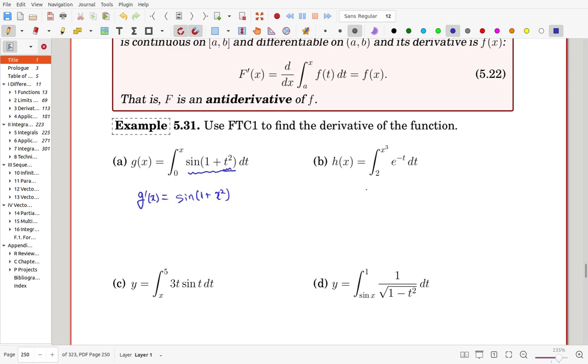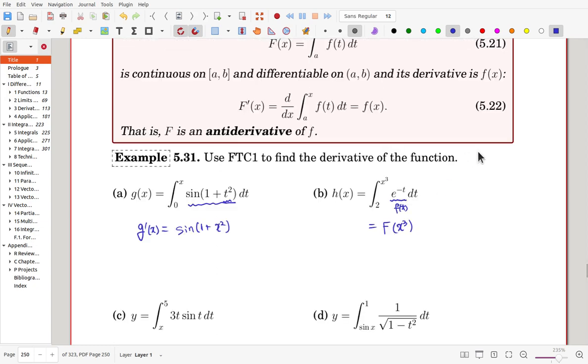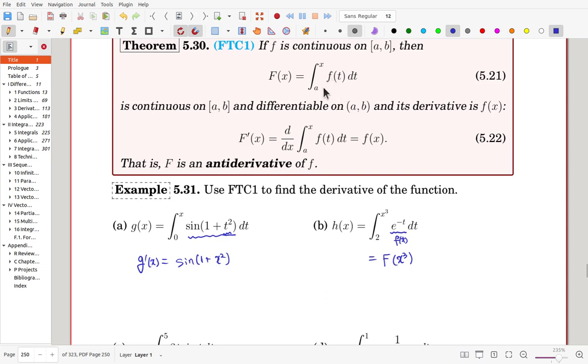For this one, the upper bound is not x, but x cubed. By using the fundamental theorem of calculus, if we call this f of t, then it can be written as f of x cubed, if we use the same kind of notation. Now x cubed for this problem is considered as the variable.